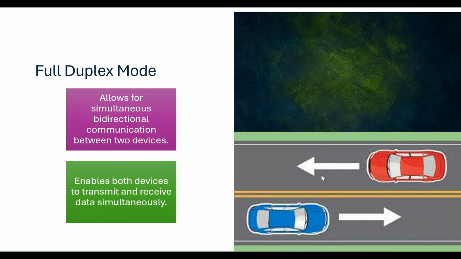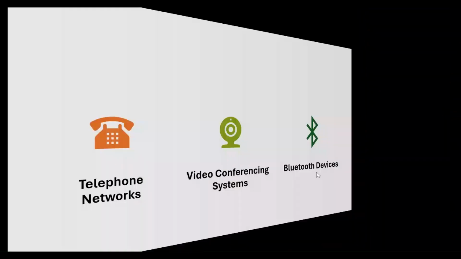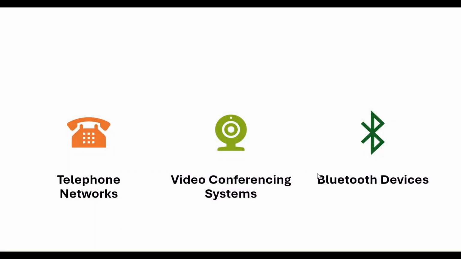And sometimes we're even talking at the same time. You can see me and hear me at the same time it is happening. And so it happens between both devices. The data can flow between both devices at the same time. Examples include telephone networks, video conferencing systems, and Bluetooth devices.